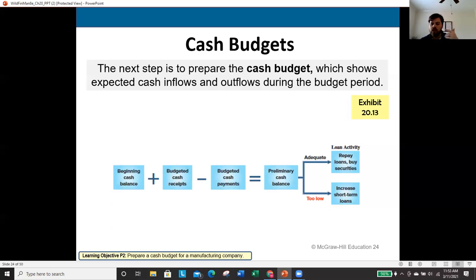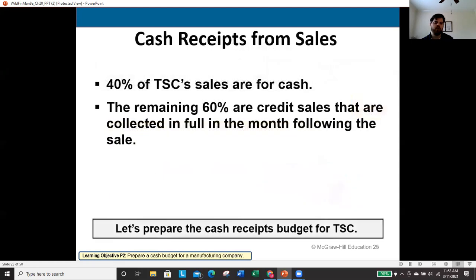If I do, then I might use some extra to actually repay the principal on loans, to buy additional investments or securities. But if I don't have enough cash, at that point, I may need to increase my short-term loan borrowing to bring my cash balance up to the requisite amount. Now, that is my general formula. So let's start to see how this gets involved.